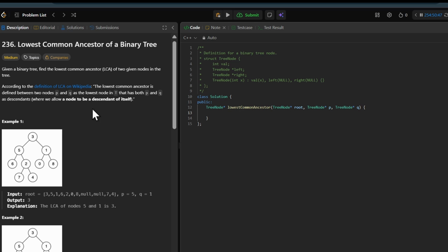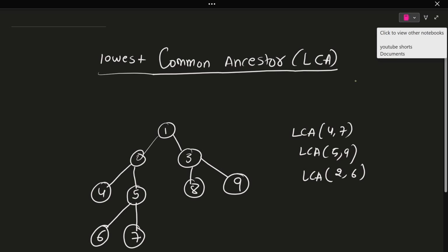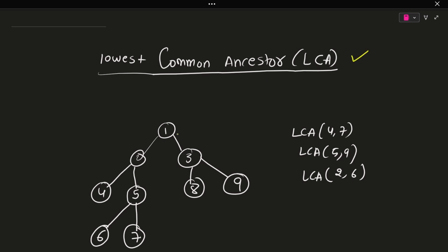Now let us understand what is meant by LCA. Here LCA is nothing but lowest common ancestor. Let's say this is the given tree that you have, and they're asking to find these values. They're asking the LCA of 4, 7. Here you can see 4 is here, 7 is here. They're also asking LCA of 5, 9, where 5 is here, 9 is here, and 2, 6, where 2 is here, and finally 6 is here.